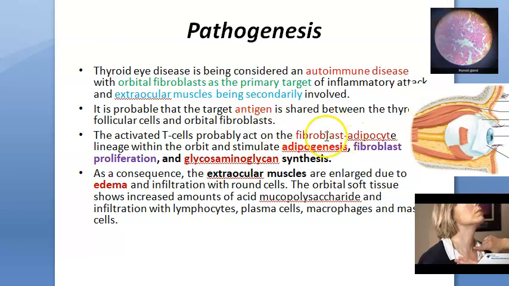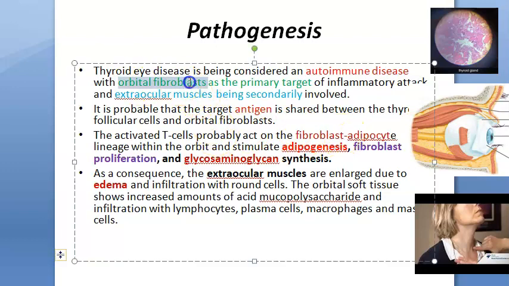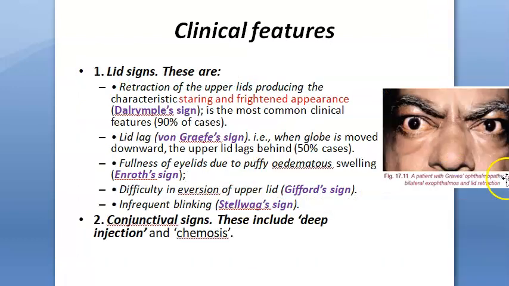So basically what is affected here? The orbital fibroblasts are affected. Then the extraocular muscles are affected. Here there will be adipogenesis, fibroblast proliferation, glycosaminoglycan synthesis, right? All these things you have to write in the exam, guys. So there will be edema, infiltration. So this eye will start getting popped out, proptosis.